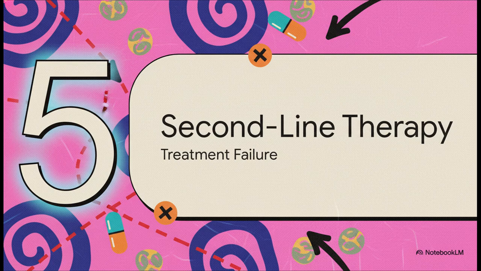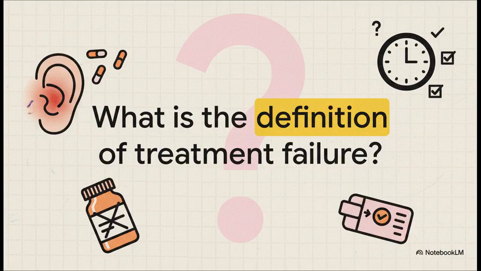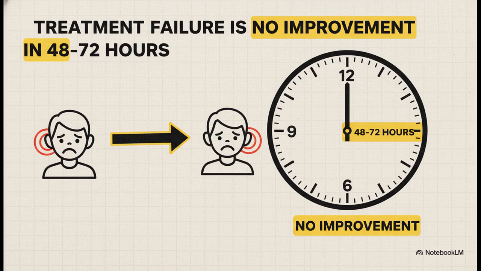What's the right move when that first-line therapy doesn't resolve the infection? Well, first, we need to be very precise with our language. What are the objective criteria we use to determine that the initial antibiotic has actually failed? The most important point here is the timeline. Treatment failure is defined as a lack of clinical improvement in signs or symptoms within 48 to 72 hours of starting that antibiotic. It's really essential to give the drug that window to work before you escalate care.